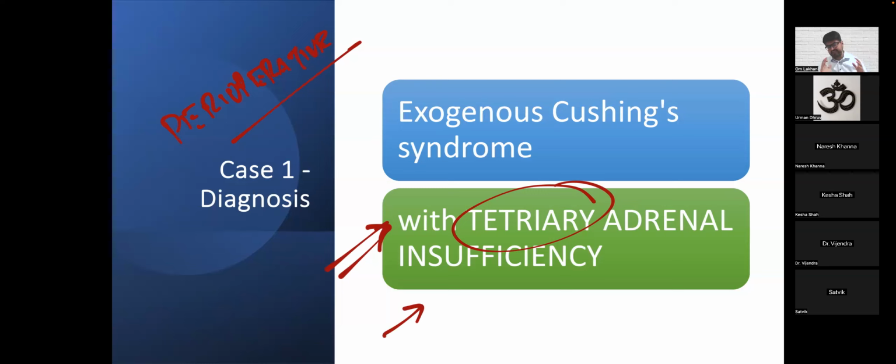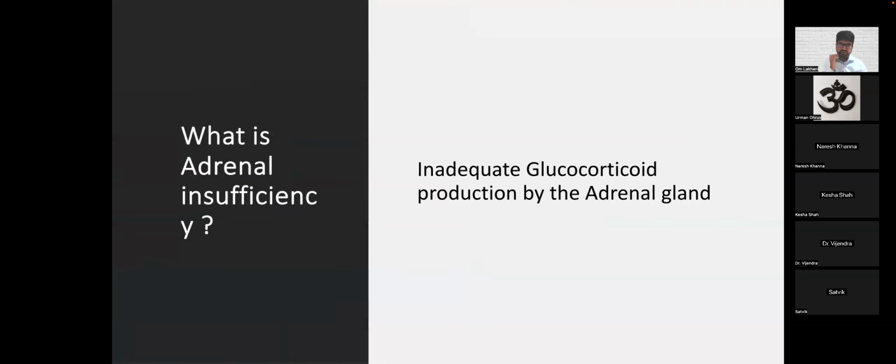That's why this case we started with right at the beginning, exogenous Cushing syndrome and tertiary adrenal insufficiency, is one of the most common causes of adrenal insufficiency, often missed in clinical practice. And if this patient goes for surgery without perioperative steroid cover, the post-operative consequences may not be good. So we need to be very well aware about this condition. So what is basically adrenal insufficiency?